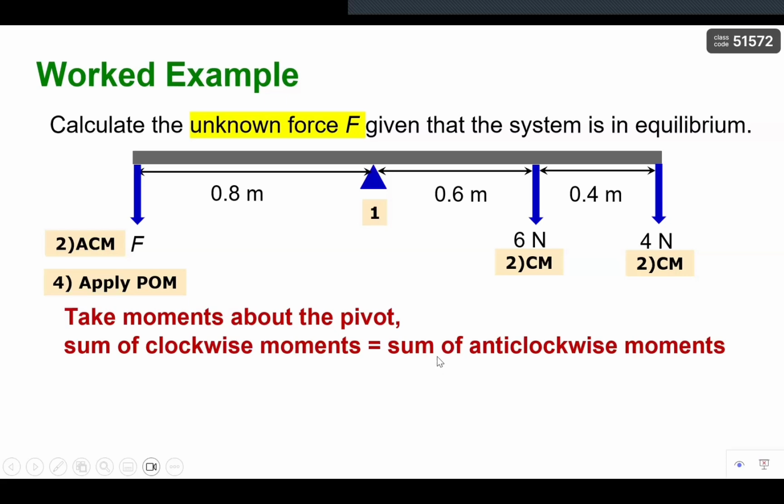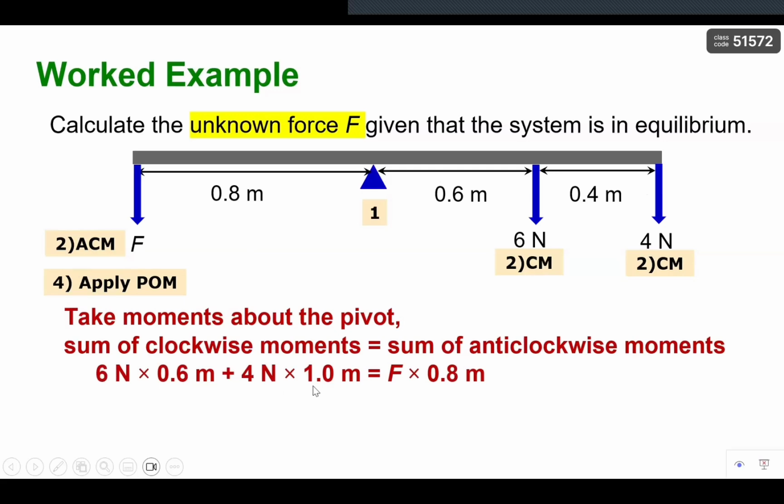Okay, so after you write this statement, let's put in the numbers. You should have labeled on your diagram. I have clockwise moments caused by 6 Newtons and 4 Newtons, 2 of them, so I need to have 2 moments. The first moment will be 6 times 0.6 plus 4 times 1 meter. Then equals to anti-clockwise. Over here, I only have 1 anti-clockwise, so only 1 moment, which is F times 0.8. So over here equals F times 0.8.